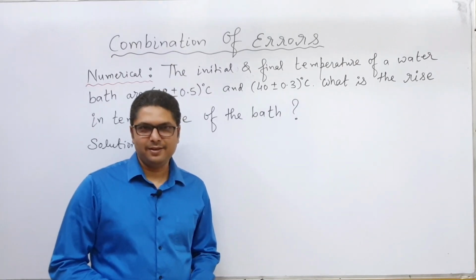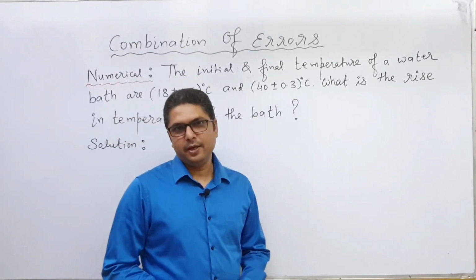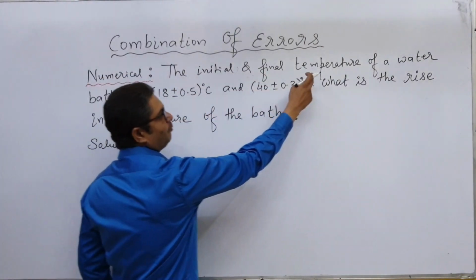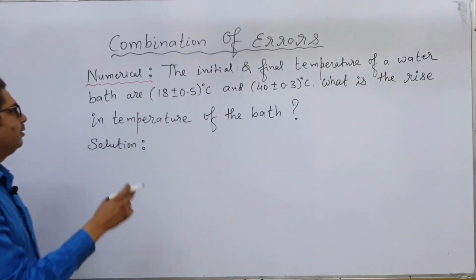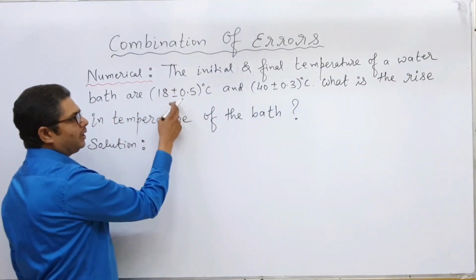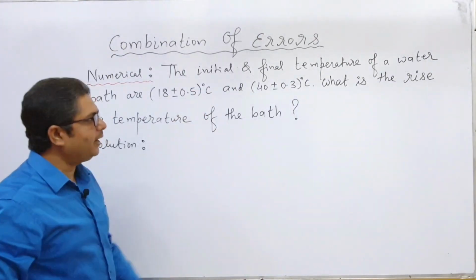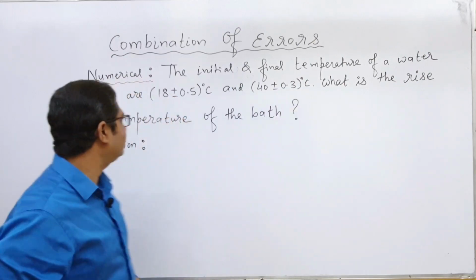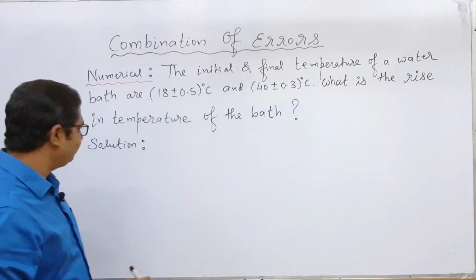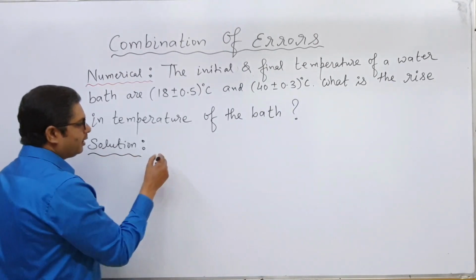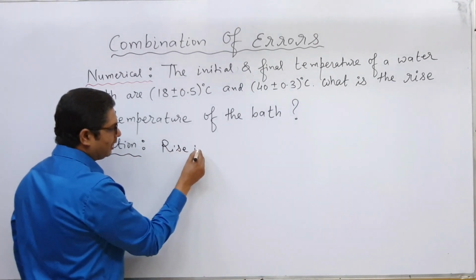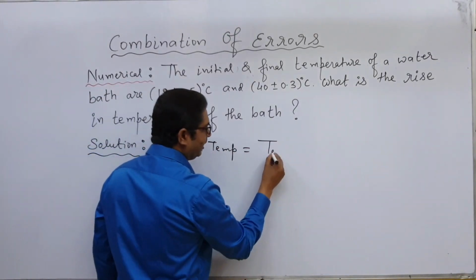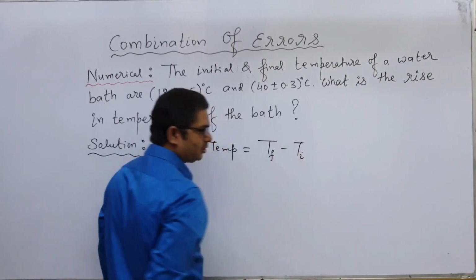Let us see a numerical based on difference in error. Here you have the initial and final temperature of a water bath are 18 plus minus 0.5 degrees Celsius and 40 plus minus 0.3 degrees Celsius. What is the rise in temperature of the bath? Let us see the solution. Rise in temperature is equal to final temperature minus initial temperature.